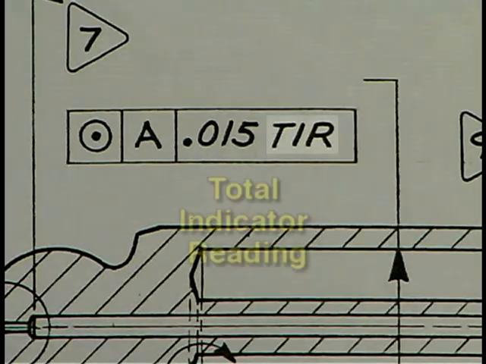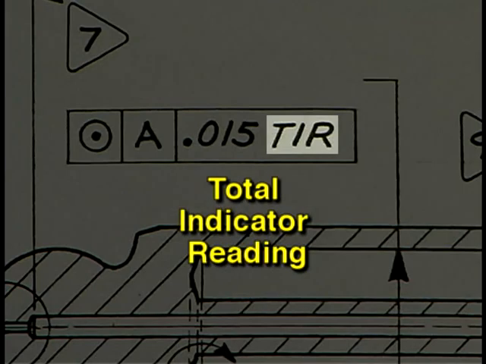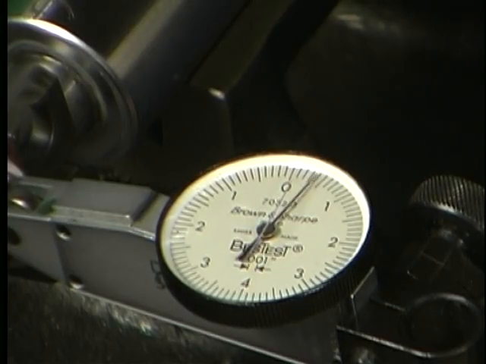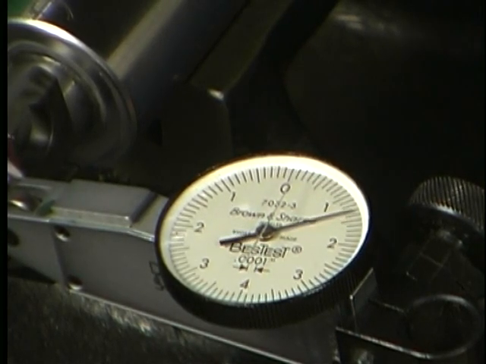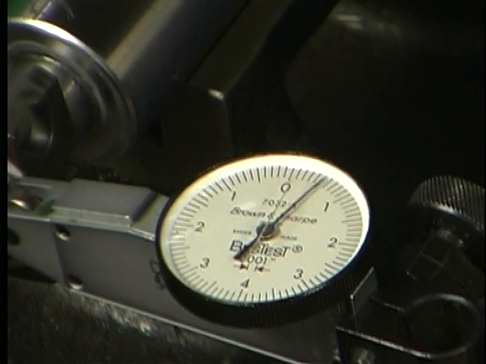TIR is the abbreviation for total indicator reading. TIR is the distance between the minimum and maximum readings of the needle on the dial indicator as the part is rotated 360 degrees.